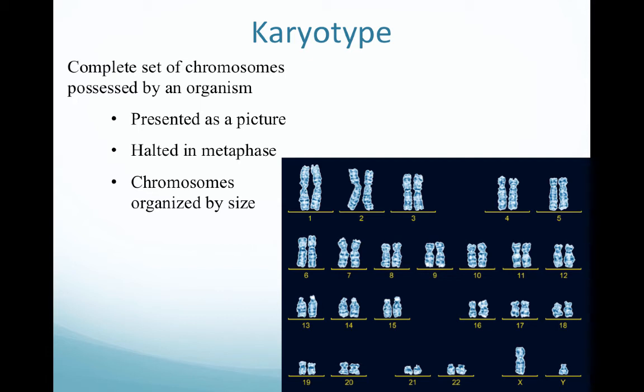Usually it's presented as a digital picture, and the genetic information is actually treated to be halted during metaphase. And the chromosomes are going to be organized by size. So chromosome number 1 always has the most genetic material, and then the last chromosome in humans would be 22, is going to have littler amounts of genetic material.